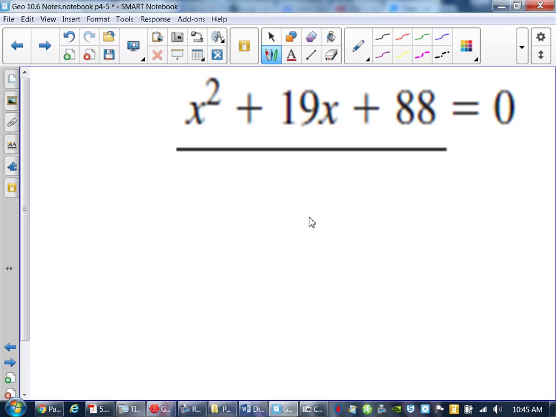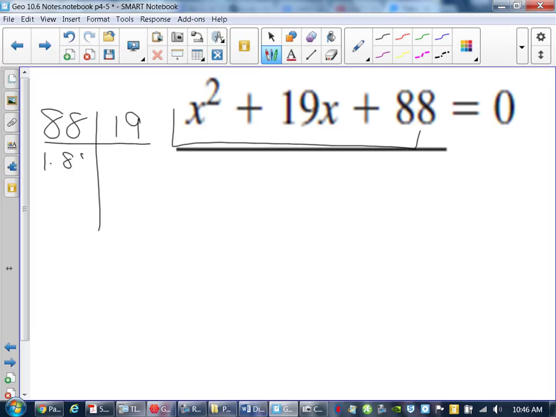The first term is x squared, but what's the number in front of the x squared you don't see? 1. So I'm still going to multiply my tails. What's 1 times 88? 88. So what are the factors of 88 that I add together to get 19? You have 1 and 88, 2 and 44, 3 won't work, 4 and 22, 5 doesn't work, 6 doesn't work.